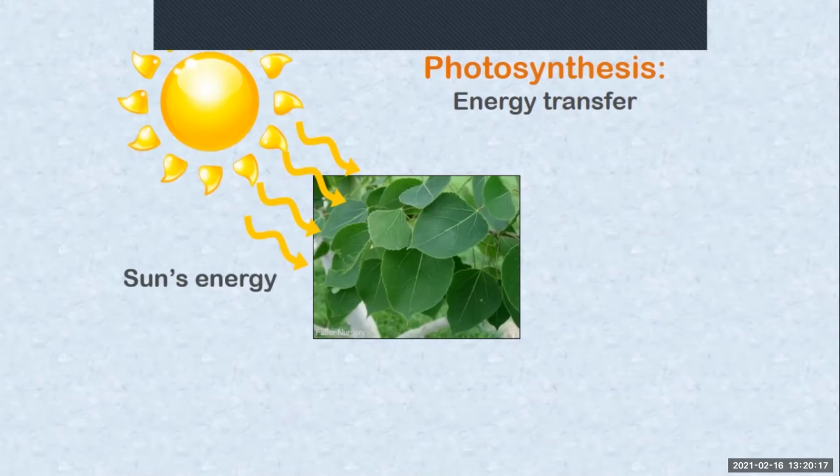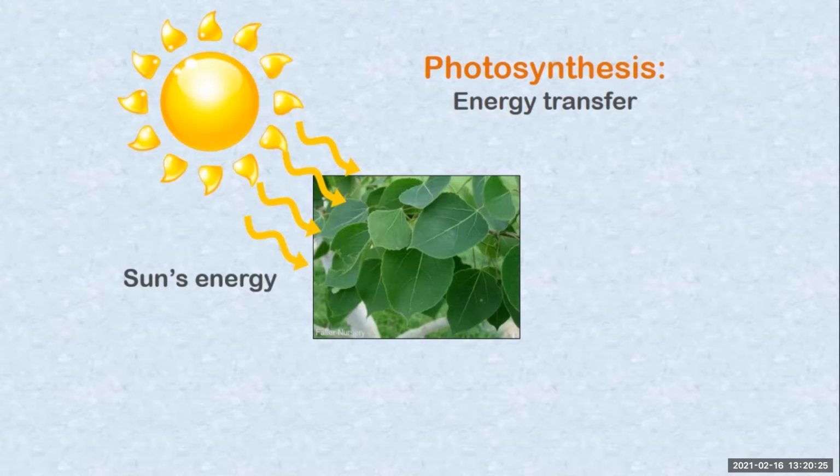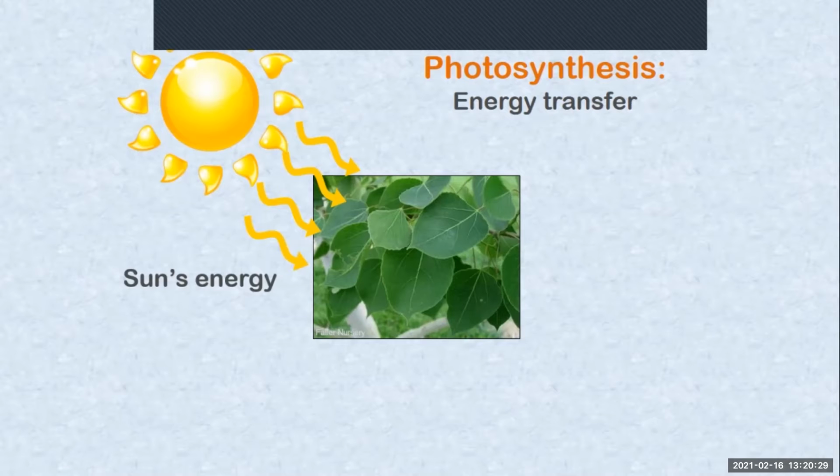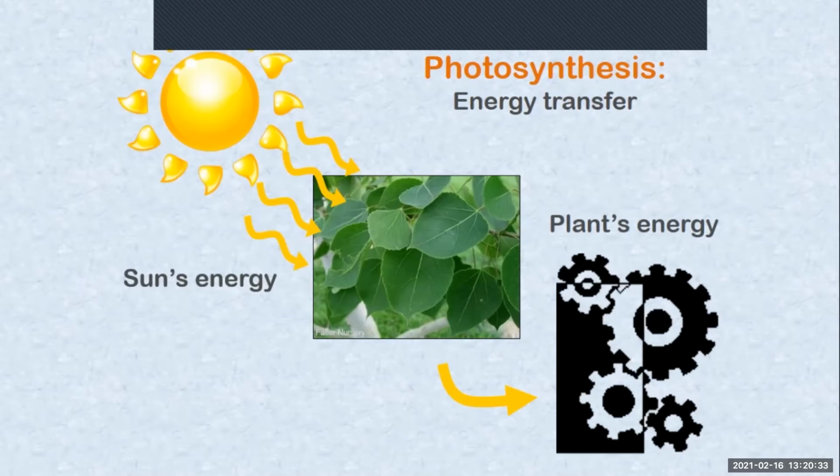All right, let's look at photosynthesis. You can think of photosynthesis as an energy transfer system. So the green leaves capture energy from the sun and convert it into plant energy so that the plant can utilize that energy to do things. So an energy transfer system.